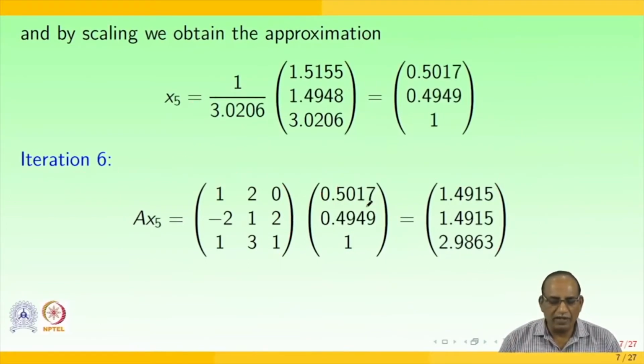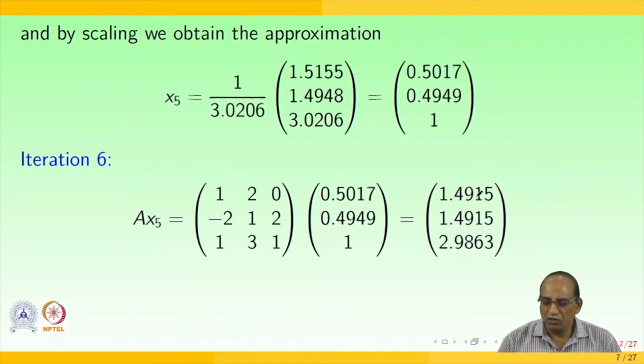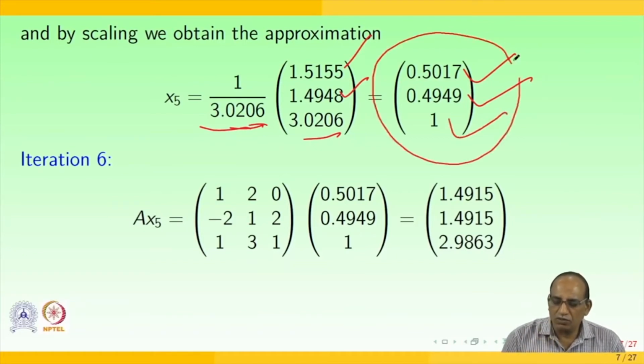Now the bigger value out of these is 3.0206. So if you divide by 3.0206, 1.5155 divided by 3.0206 is 0.5017, and 1.4948 divided by 3.0206 is 0.4949, and 3.0206 divided by 3.0206 is 1. So yes, you get this after 5 iterations.